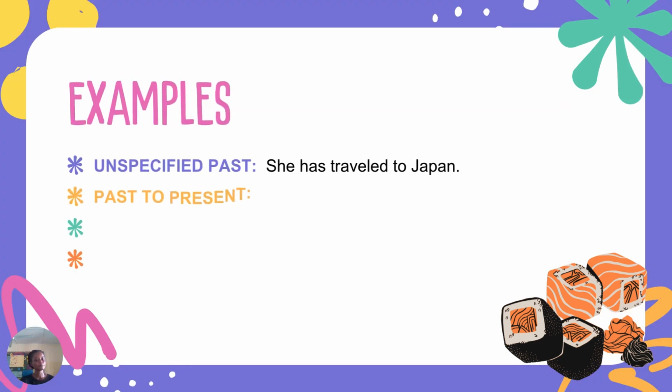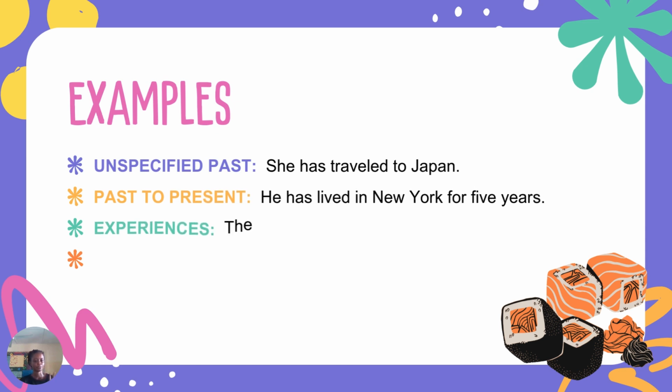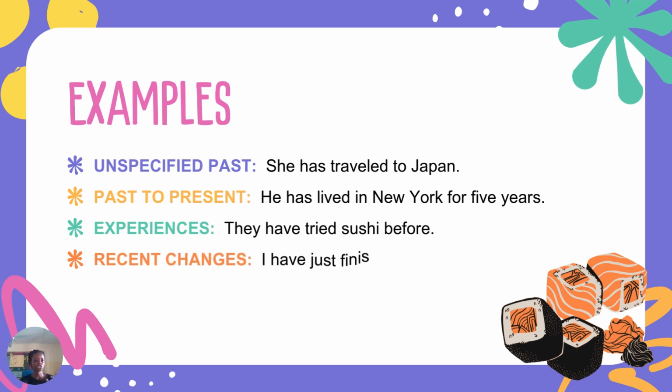Now, unspecified past. She has traveled to Japan. The present perfect tense there is has traveled. Now, this is an example of an action with unspecified past because it doesn't indicate in that sentence when the action actually took place. Is it yesterday? Is it last week? Or is it last year? But it's an action that has been completed in the past.